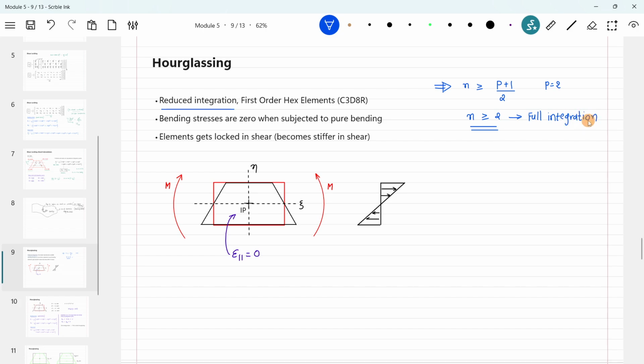Reduced integration uses one order less than the exact integration required in integration points. So in this case it is n equal to 1. One integration point in each eta and zeta direction is required, so the total is 1 by 1, one integration point, which is at the center of the hex element. So this is reduced integration.